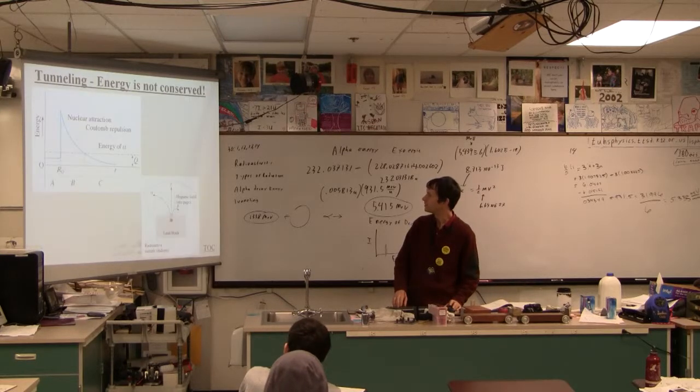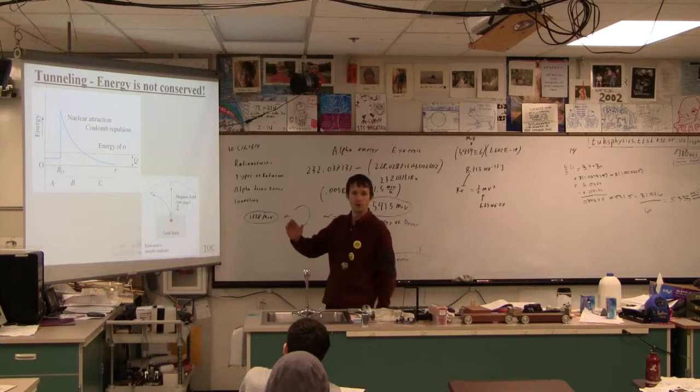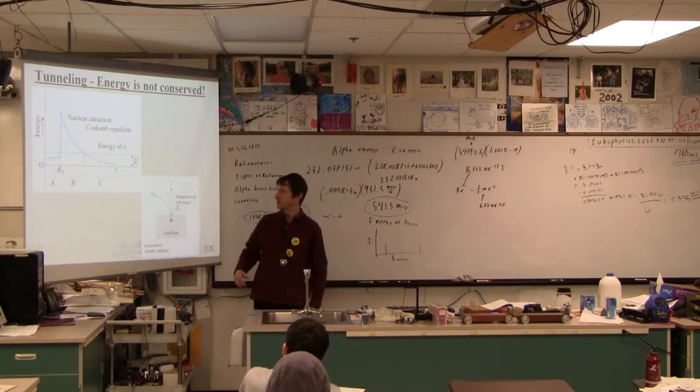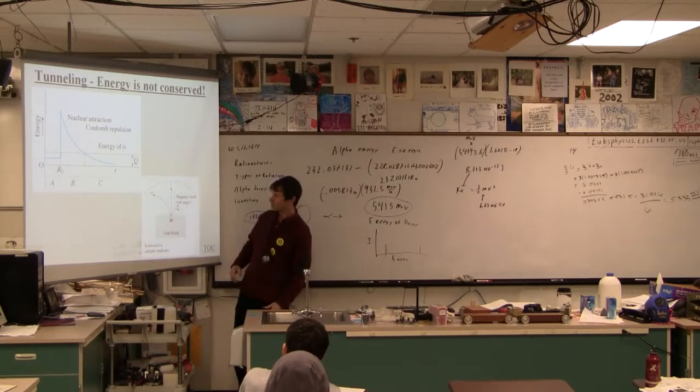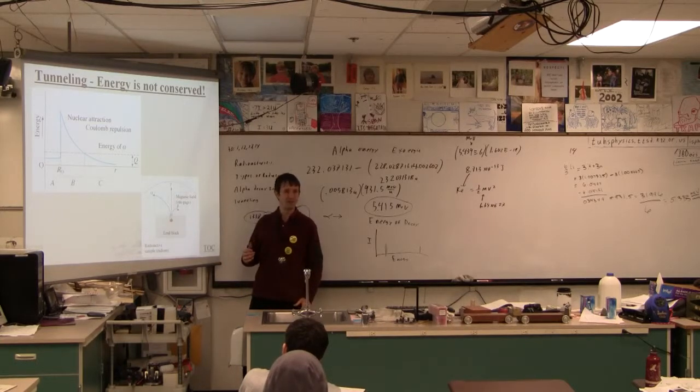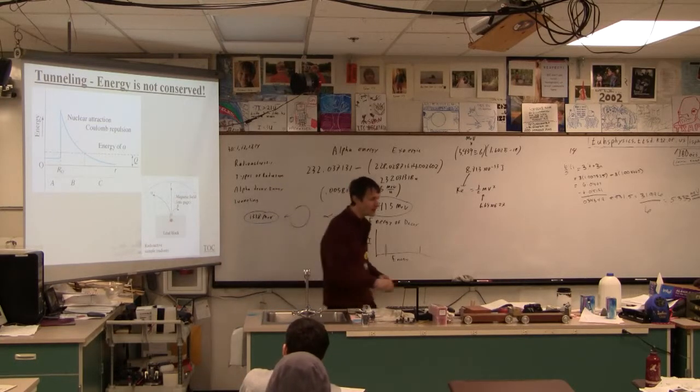Here we go. Okay, helium nucleus. There it is. Now, here's another weird thing about alpha decay: alpha particles, when they're released, don't have enough energy to have escaped from the nucleus. And here's what I mean by that.